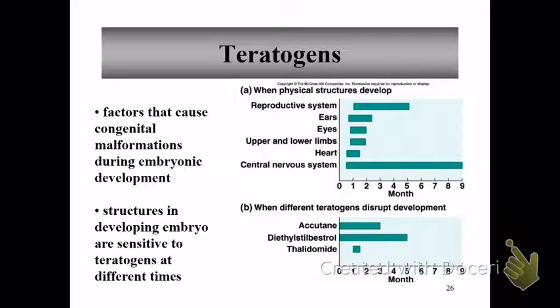Teratogens. Okay, highlight all of this. Factors that cause congenital malformation during embryonic development. Structures in the developing embryo are sensitive to teratogens at different times. Examples. Okay, this is going to be radiation, infections, chemicals, drugs. So any of those that the baby would be extra sensitive to.